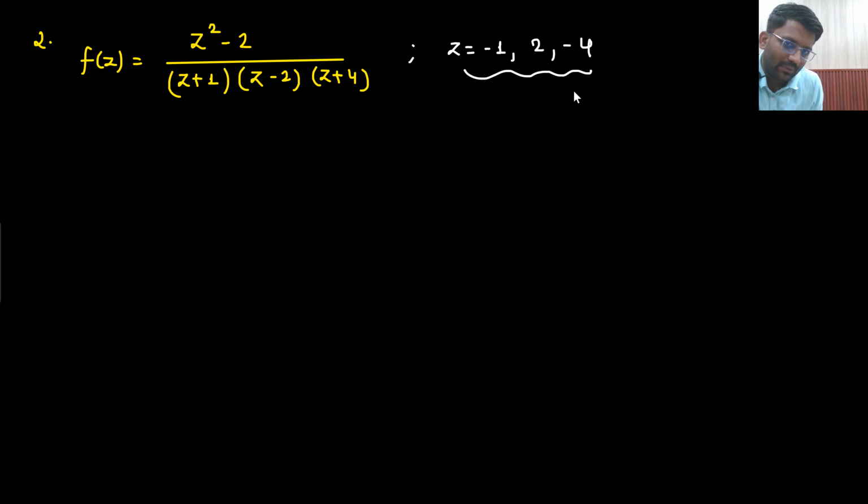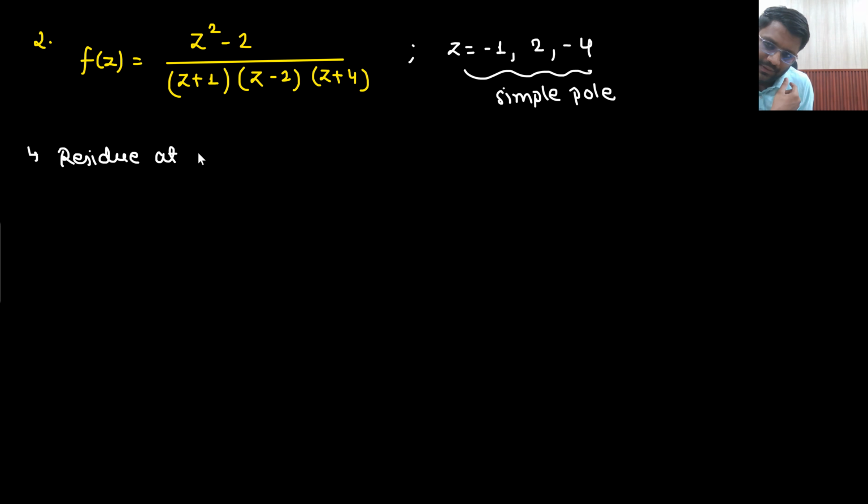Let's see this example. Here, how many singularities are we having? Sir, singularities we are having at z equals -1, z equals 2, and z equals -4. 3 singularities we are having. Sir, all are simple poles. So first of all, what will we find out? First of all, we will find out the residue at z equals -1.